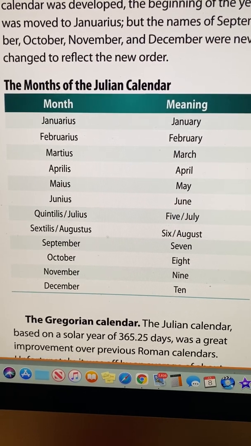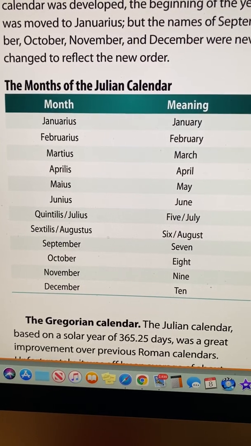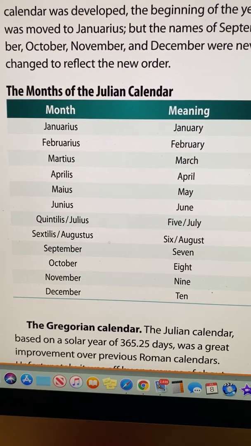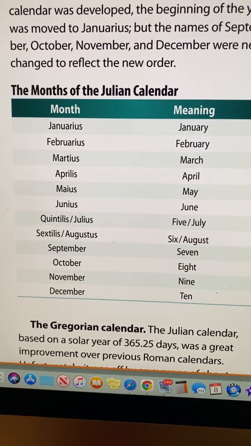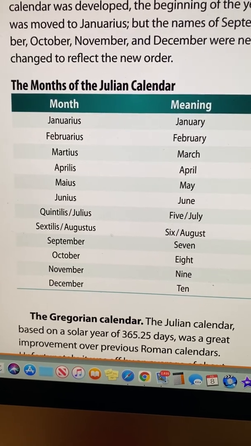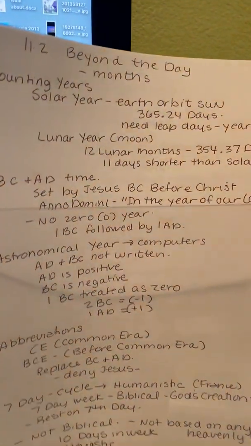Like they have September being the 7th month. We know it's only the 9th month. October, 8th, November, and then the 10th would be December. You see how the months are kind of mixed up a bit, and we're going to talk about that. So let's go on to beyond the day.